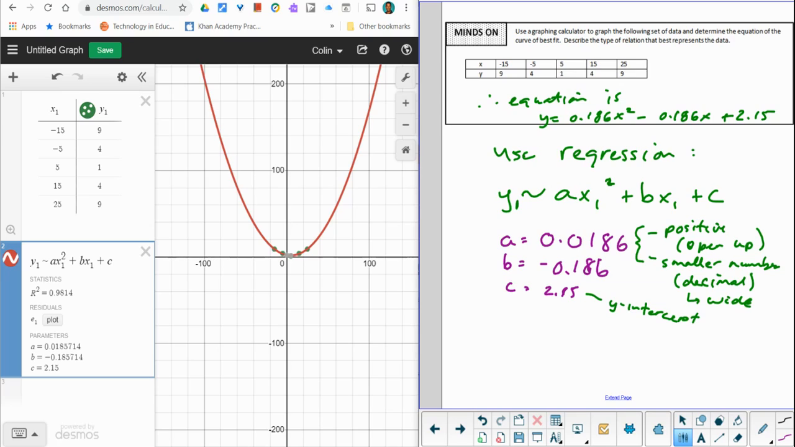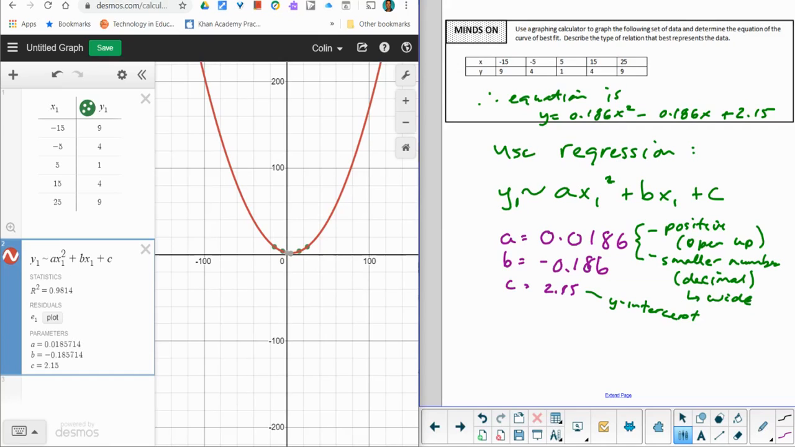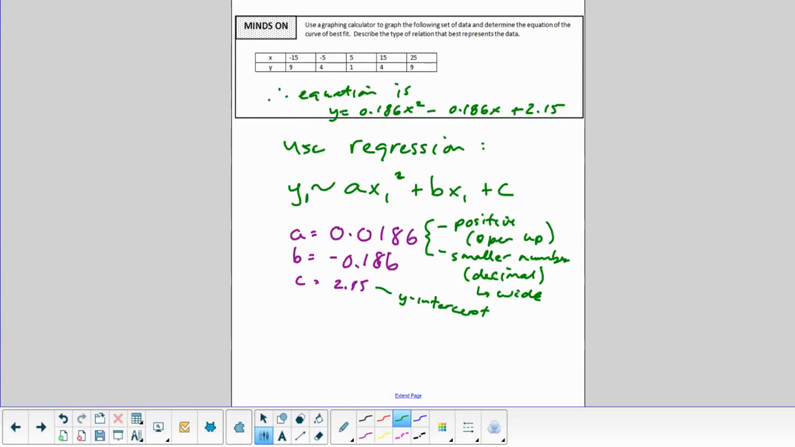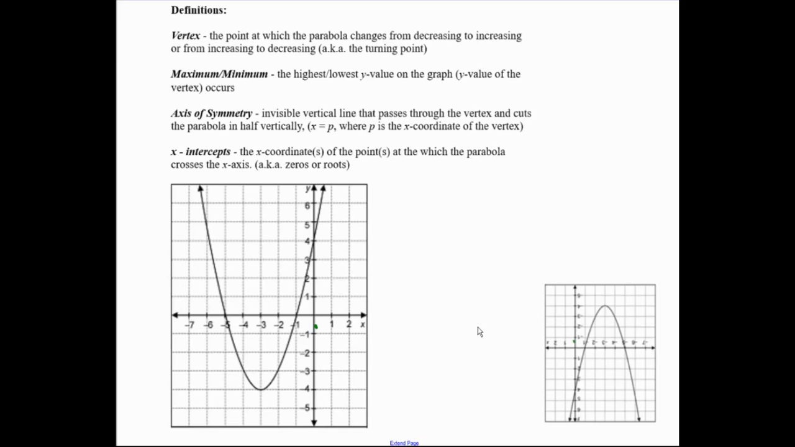The numbers look complicated, but it's all relative to this Desmos program coming up with the numbers for you. So if you can follow a graph and make the right regression, there we go. Let's put that aside. Now we're going to talk more about these parabolas.